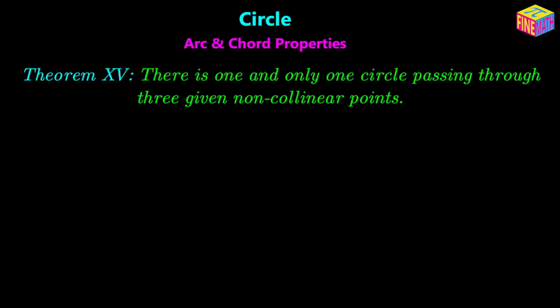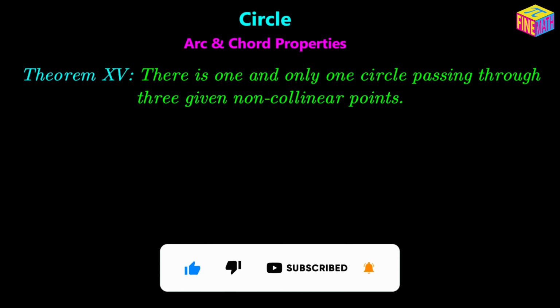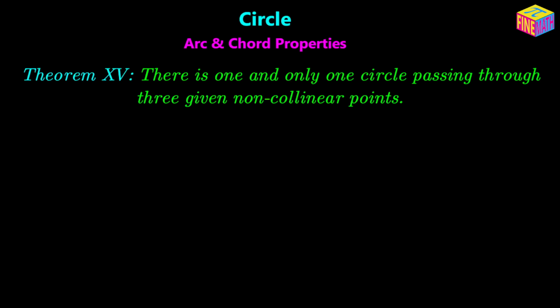Hi everyone, in this video we are going to discuss theorem number 15 from the geometry of circles. The theorem says there is one and only one circle passing through three given non-collinear points. So if we have 3 points which are not collinear, then we can draw only one circle through those points. That's exactly what we have to prove. So let's get started with the proof.